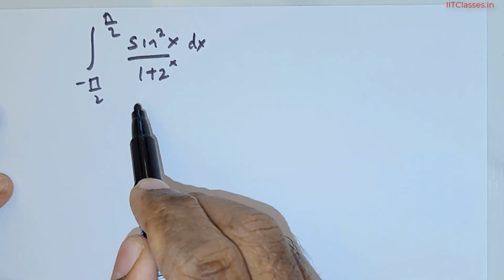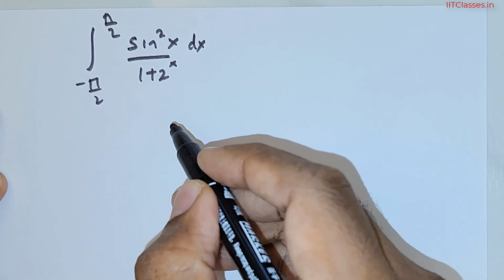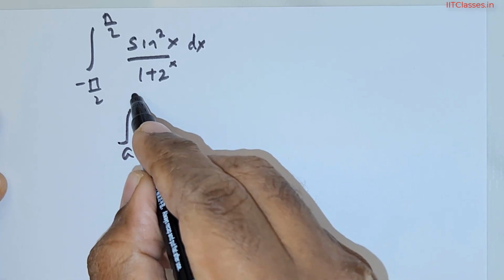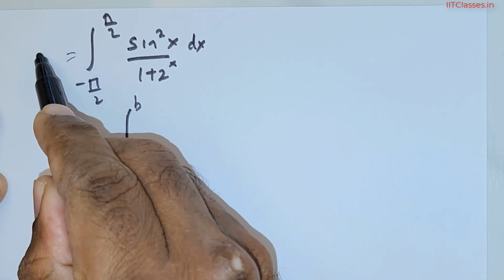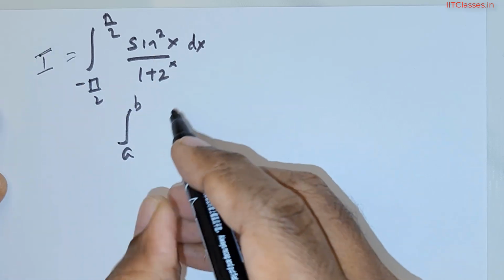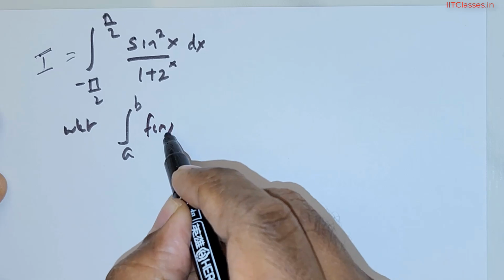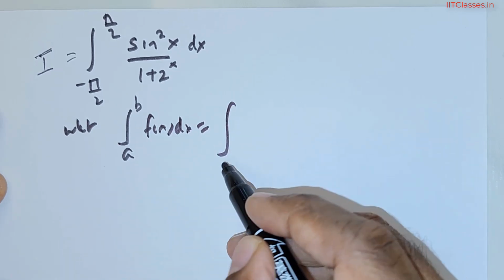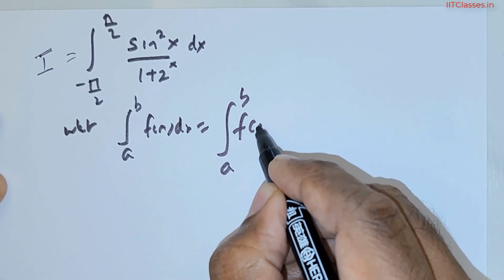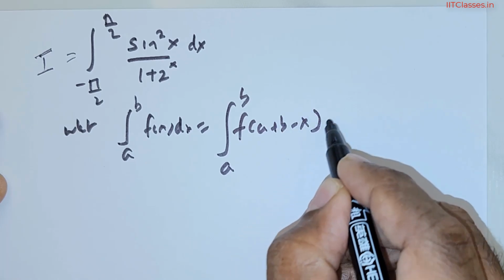Welcome everybody. We are expected to integrate this. So foremost, I'll be utilizing this property. I'll start with let I be equal to this, and we know this property, integral a to b f of x dx is equal to integral a to b f of (a + b − x) dx.